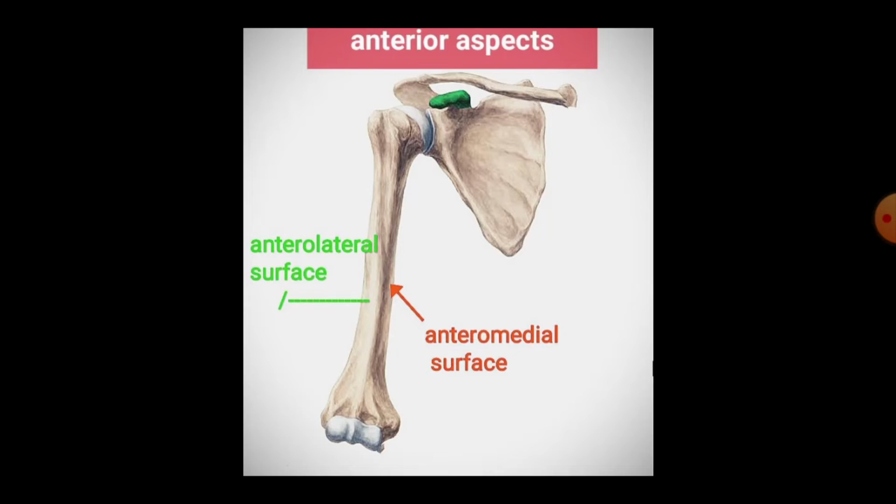Its upper one-third is narrow and forms the floor of the intertubercular sulcus. A nutrient foramen is seen below its middle part, near the medial border.